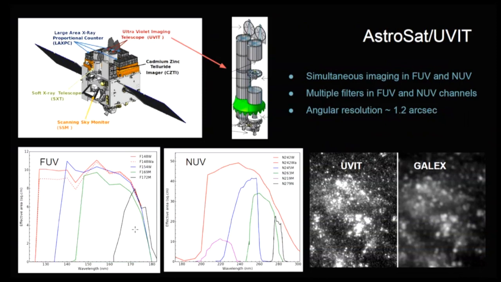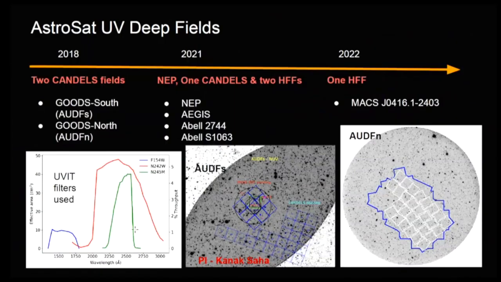This is a comparison image of UVIT and GALEX of a star forming region imaged by both telescopes, and you can see the difference here. We have been using this telescope to image some of the HST deep fields which I just showed. The idea started in 2018 with the two deep fields, GOODS South and North, and we are mainly using three filters, one in the far UV and two in the near UV. Later, in 2021, we further proposed for 4 other deep fields, like 2 Hubble Frontier clusters and NEP edges. And last year we proposed for this Hubble lensing cluster.